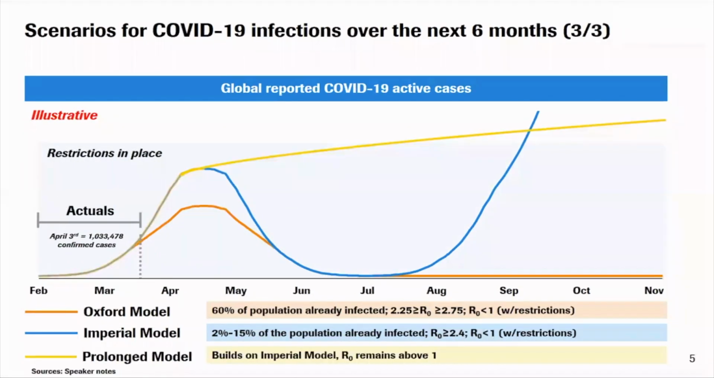There's also an alternative model in which you hit a plateau, but you never come down because you're not doing a good enough job in social distancing and preventing spread of the virus. And you stay at a plateau until everybody gets infected and the virus runs out of steam because it can't find anybody else to infect.